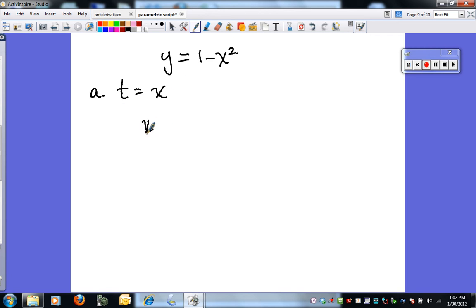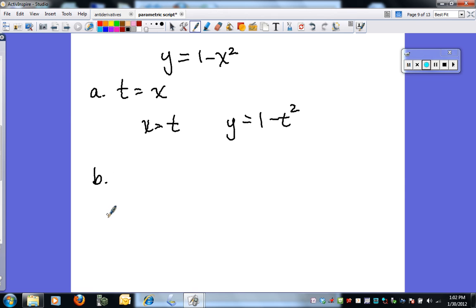Here's one of them, x equals t. And then by just allowing x to be t, we get y equals 1 minus t squared. So there you have it. That's one set. Again, we need to have some sort of parameter in order for this to be true. You can't just pull it out of nowhere.